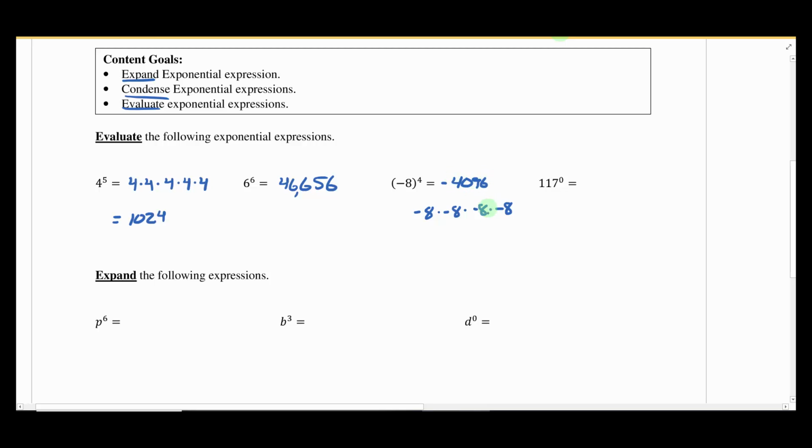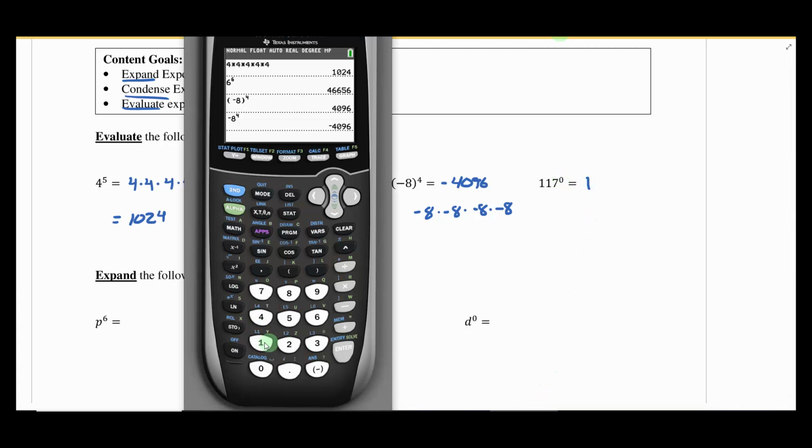All right, and if you remember anything from Mr. Rule's lesson yesterday, you hopefully should remember that anything raised to the 0 power is 1. But if you don't believe me, you can go to your calculator. We can do 117.